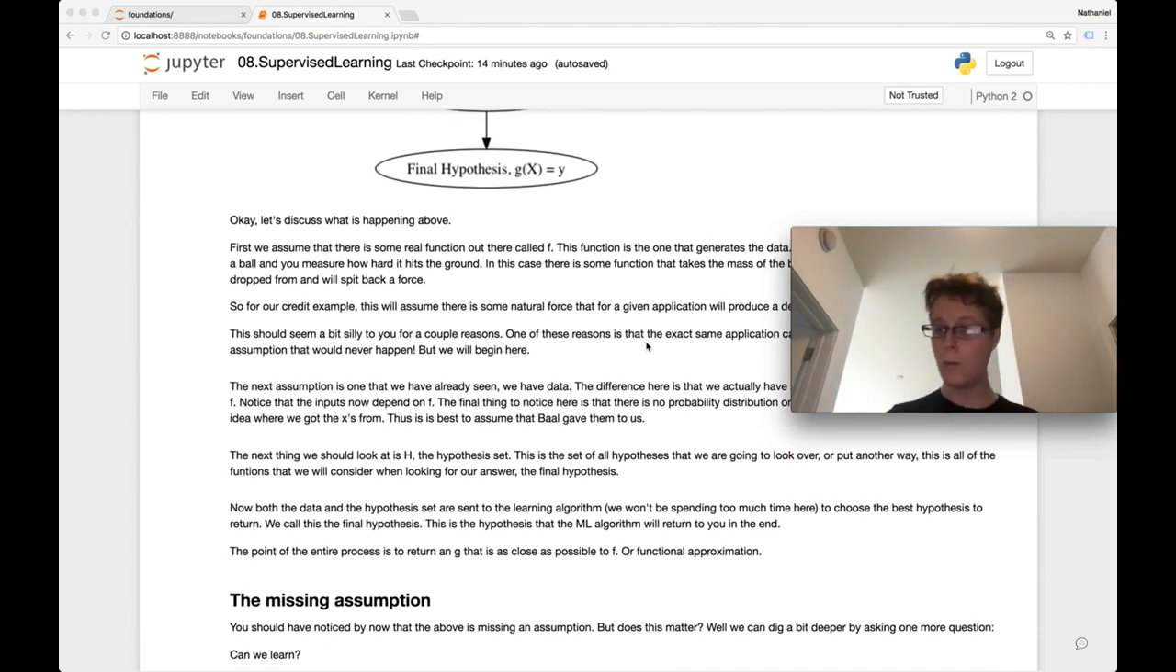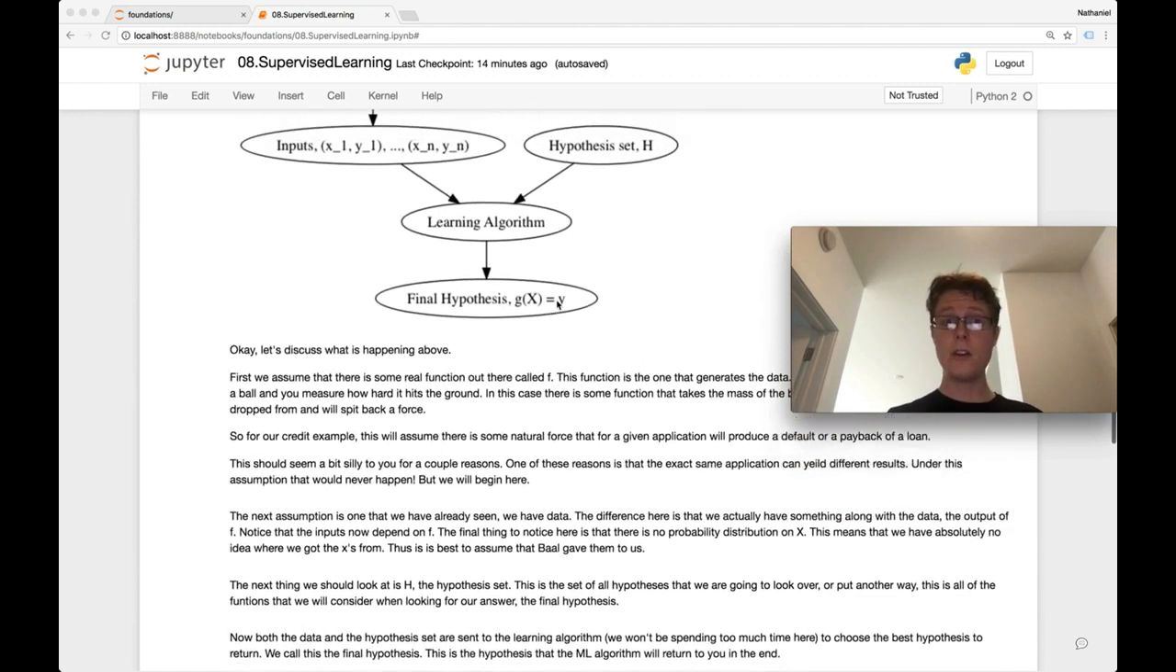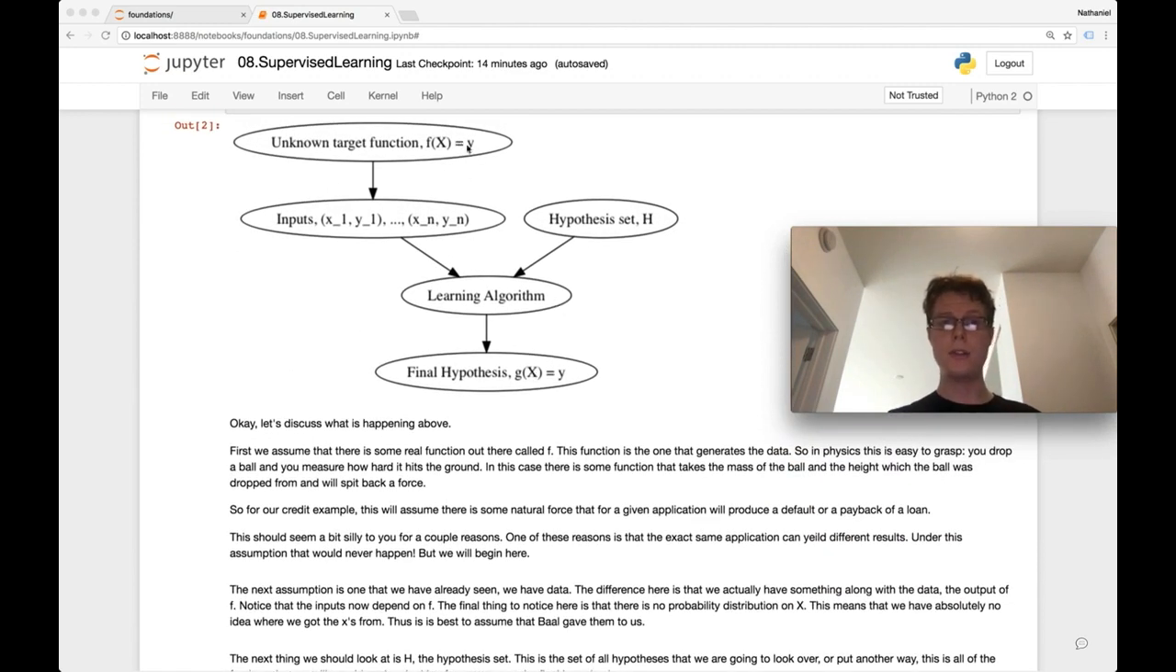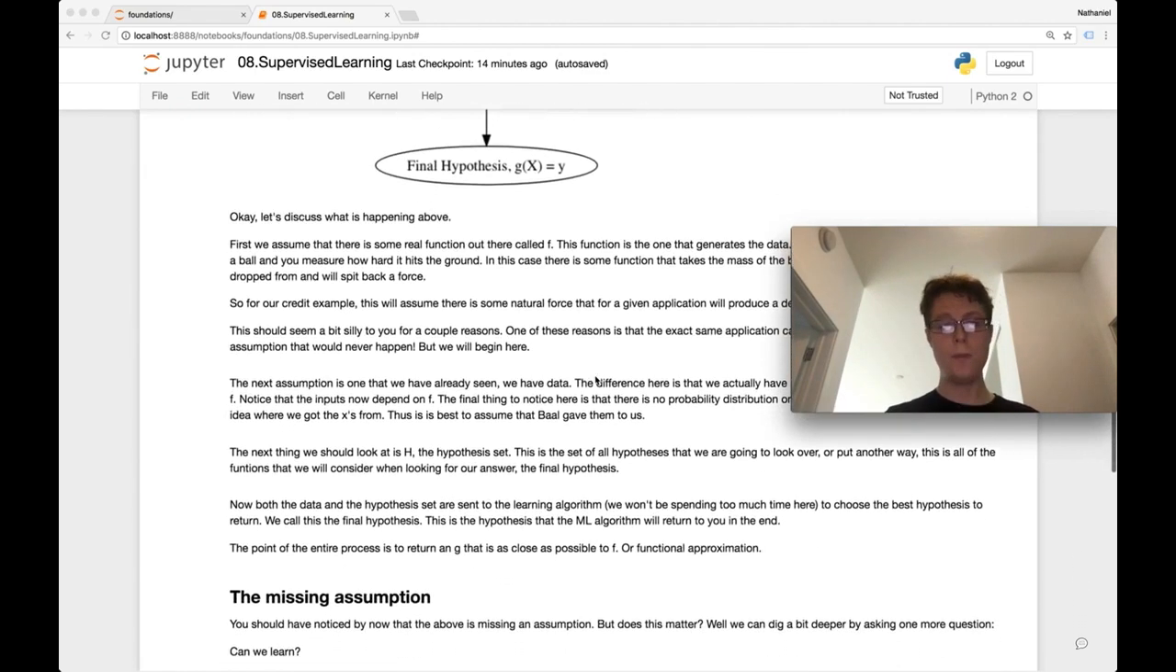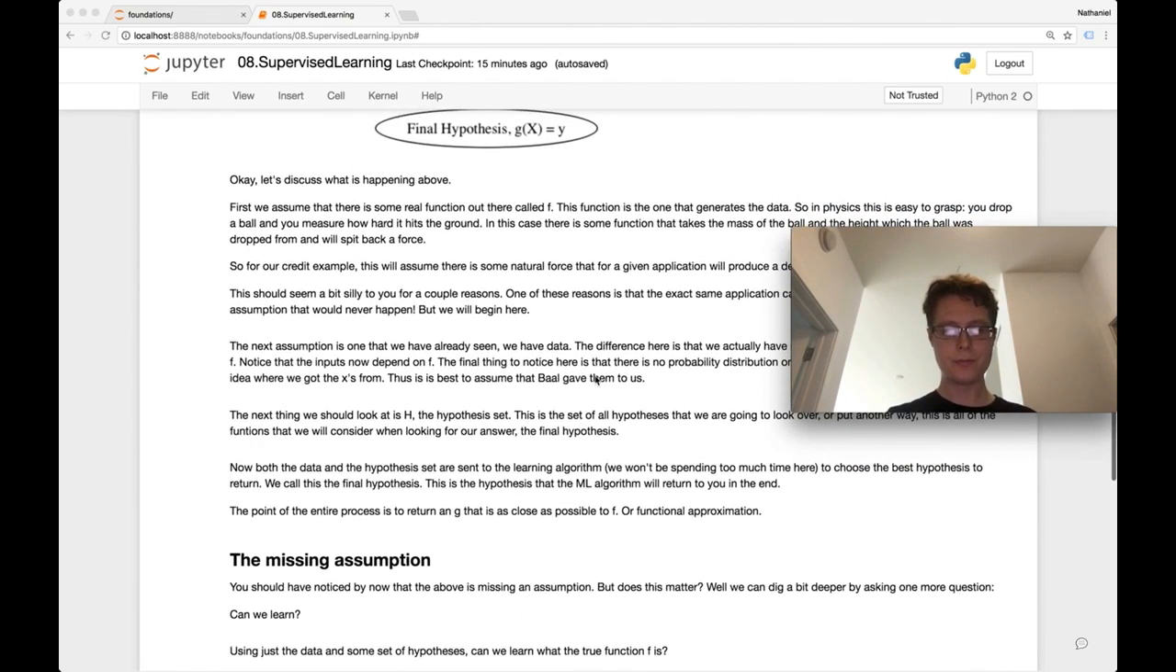But does it matter? Well, the final question, so you know what machine learning is, you know when it should be applied. The final question I have is, can we learn, right? Does machine learning actually work? Is this final hypothesis function ever going to be close to this unknown target function? I don't know, maybe. So, can we learn? Using just some data and some set of hypotheses, can we learn what the true function f is?